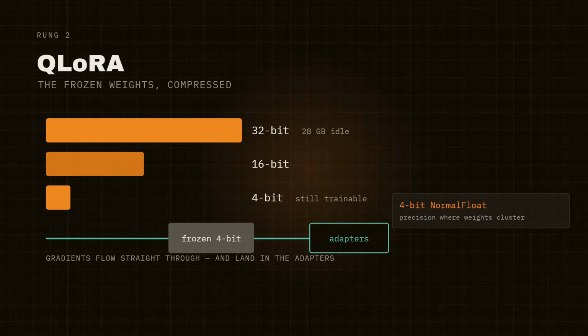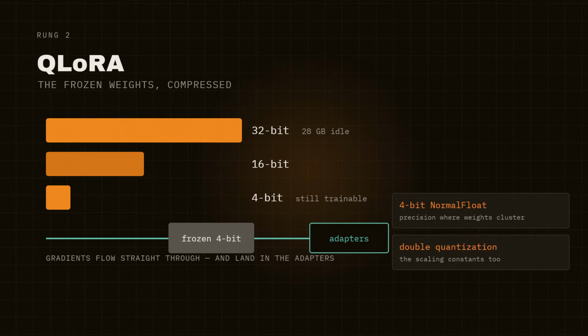First, the 4-bit format isn't generic. It's a data type built specifically for weights that follow a normal distribution, which pre-trained weights do. You get precision concentrated where the values actually cluster instead of spread evenly across a range that's mostly empty.